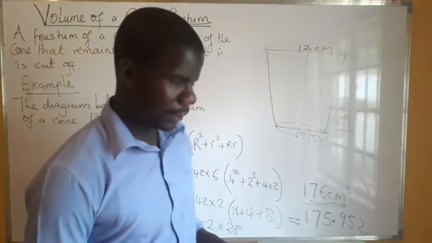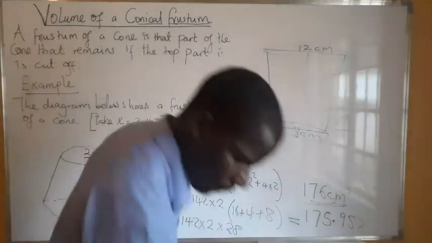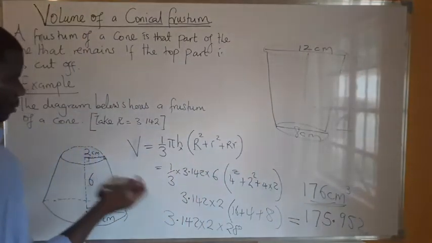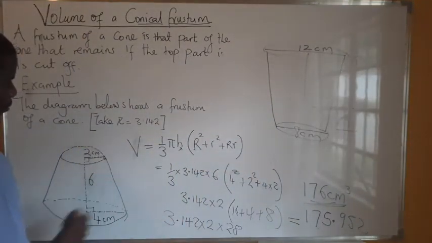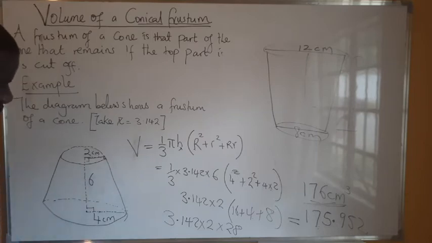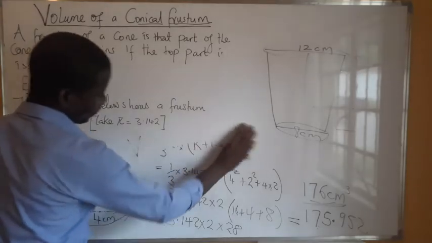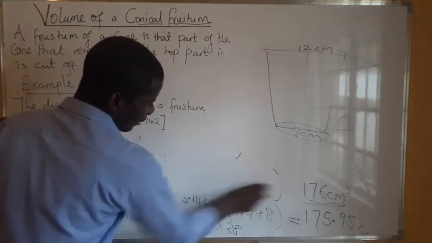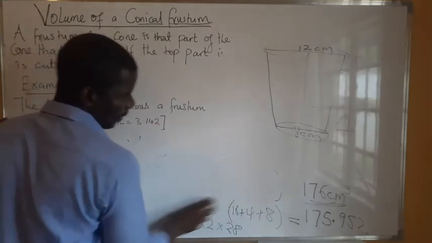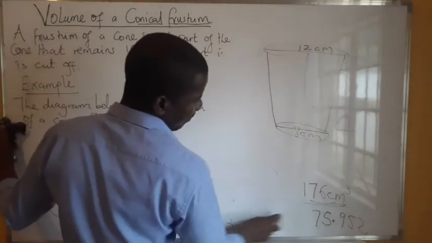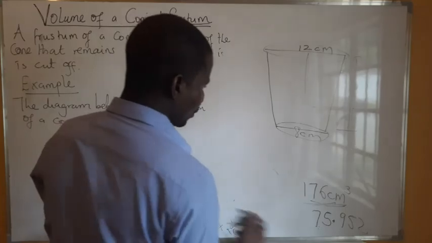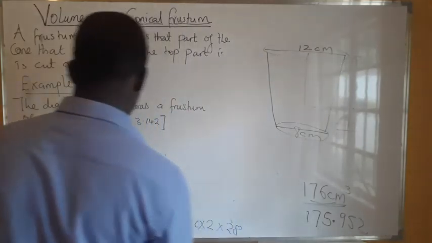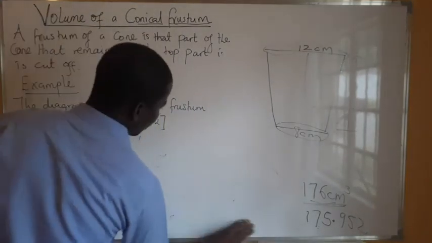Some people worked it out and it proved to work for the volume of a frustum of a cone. Okay? So, let's try to use another formula and see if we're going to get the answer. Remember here, the answer that we got is this one.